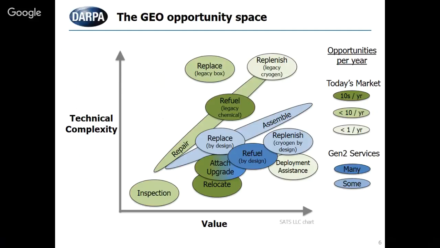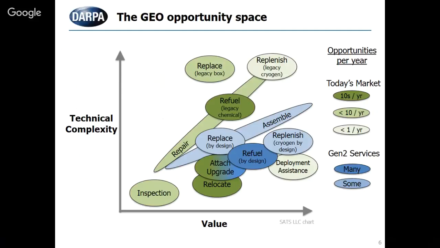And why do I say that assembly is actually somewhat less technically complex qualitatively? Because you have design control over both sides of the interface. You get to choose what the things are that go together. Whereas in the repair case, you don't have that option. You have to deal with what you find when you get up there. So it does add a little bit of complexity.